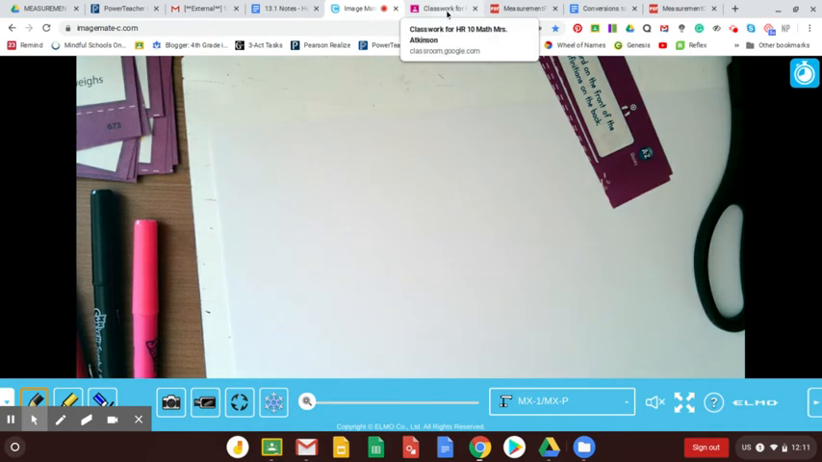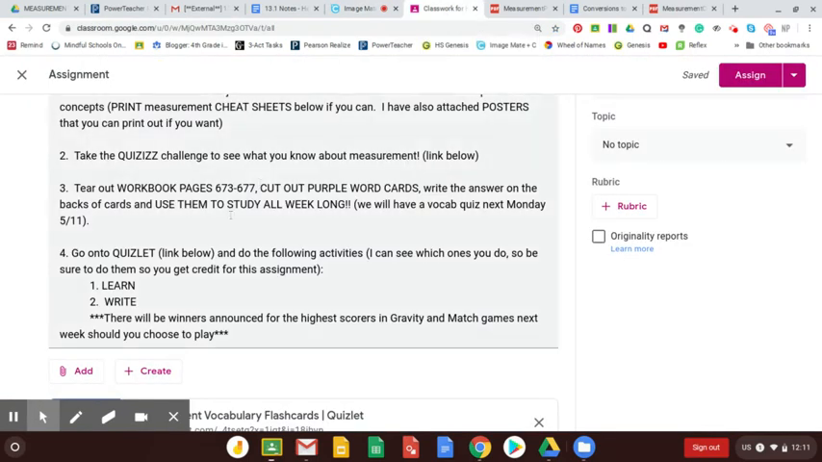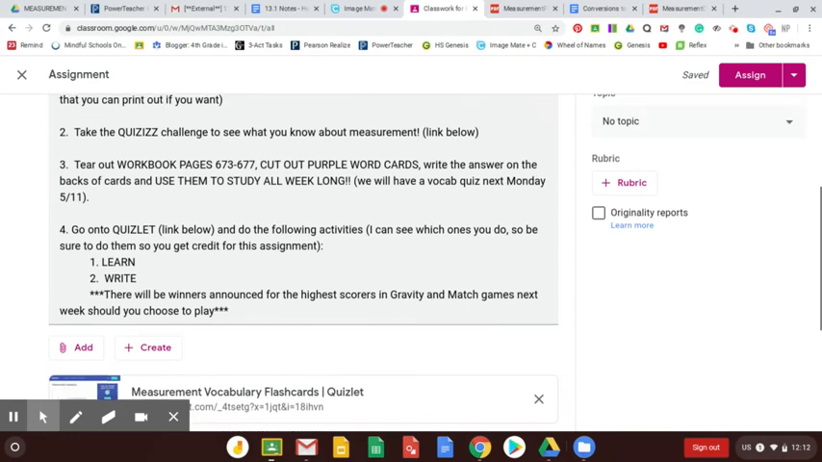All right. After you do the word cards, you are going to study them all week long because we're going to have a vocab quiz next Monday on all of these words. So please make sure, and it's going to count as a grade. So make sure that you're studying them and have them easily accessible.